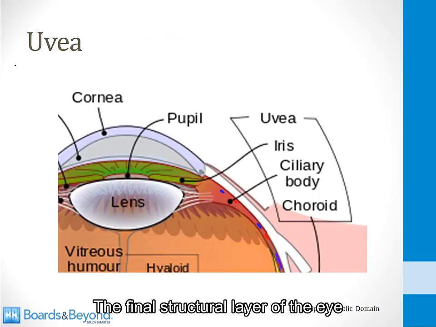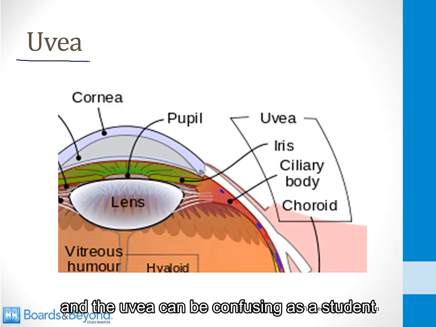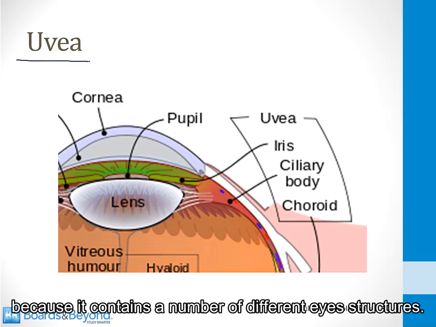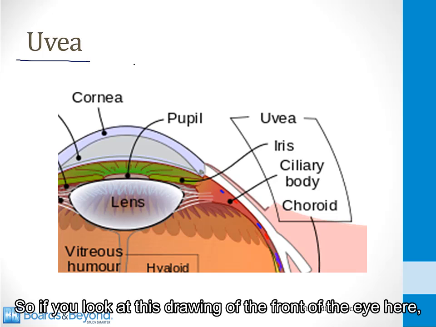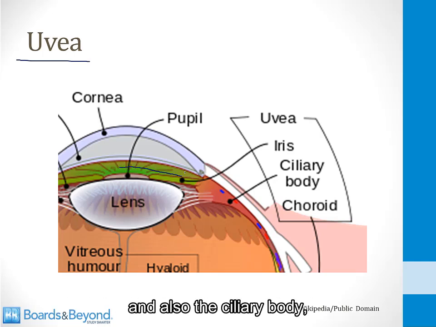The final structural layer of the eye that we'll discuss in this video is the uvea, and the uvea can be confusing as a student because it contains a number of different eye structures. So if you look at this drawing of the front of the eye here, you can see the iris, which I'm drawing a line through with my pen, and also the ciliary body.